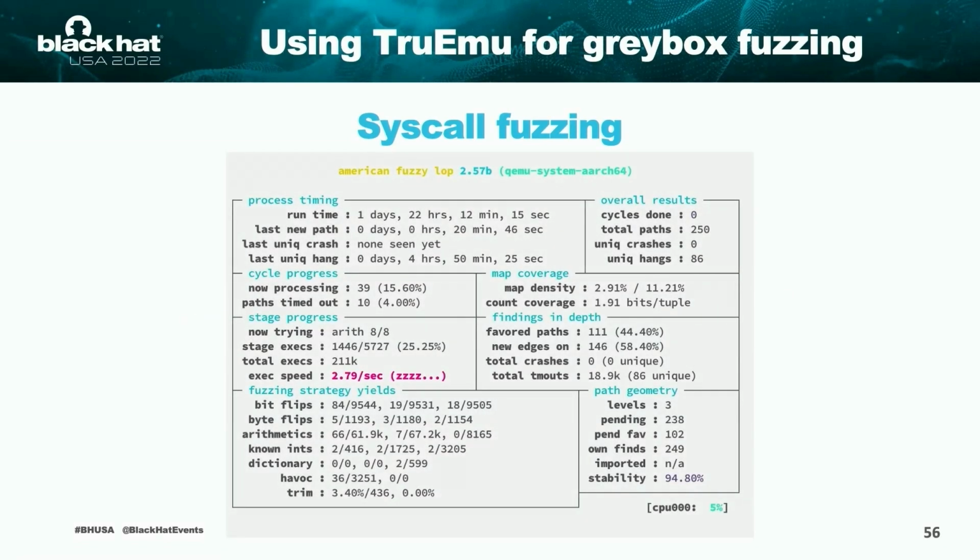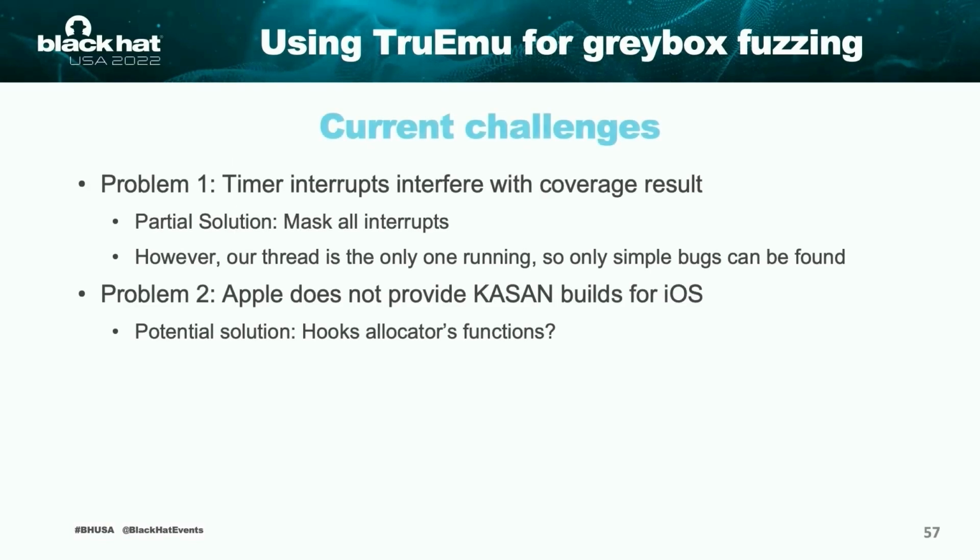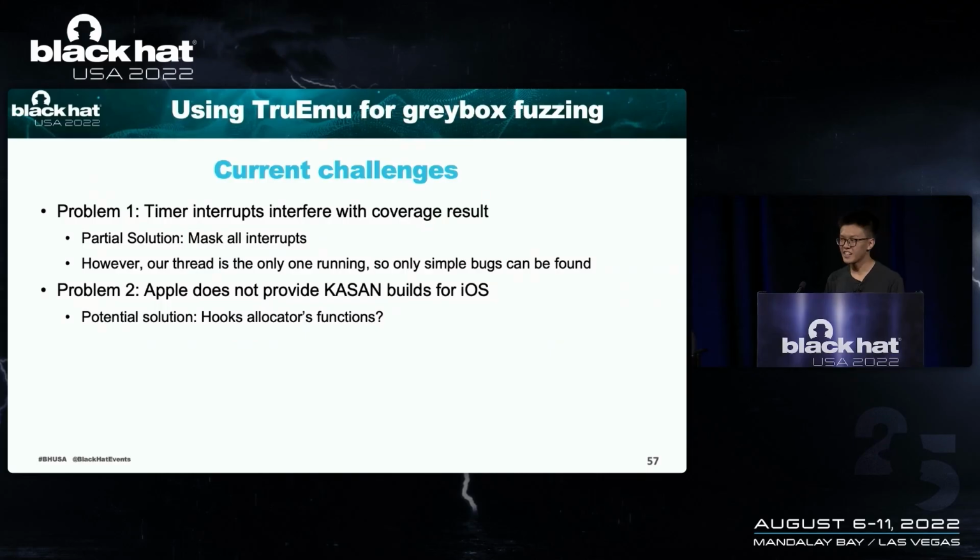Here's a screenshot of AFL running syscall fuzzing. We tend to get better speed with syscall fuzzing compared to USB. However, there's still a lot of challenges for fuzzing. The first is timer interrupts. These interrupts will interfere with the coverage result, making it pretty random, so it's not consistent at all.